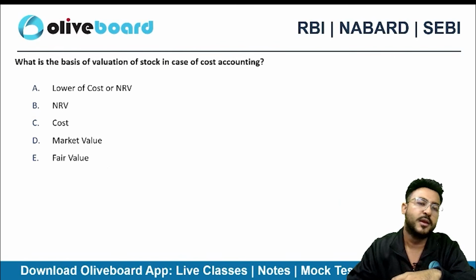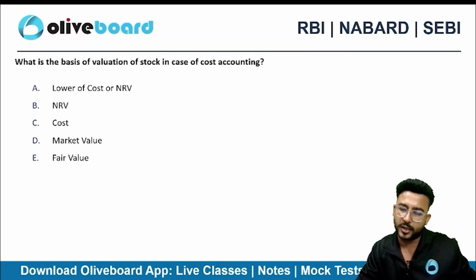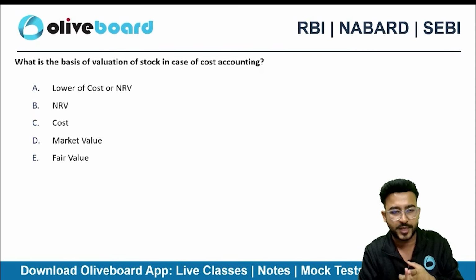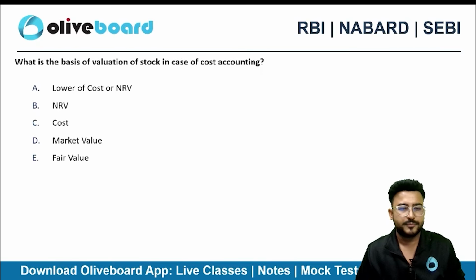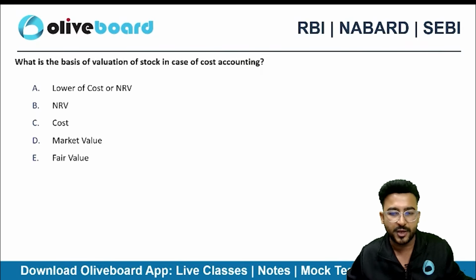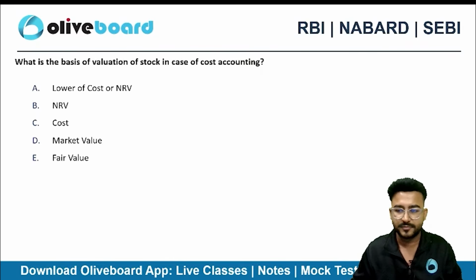Next one. What is the basis of valuation of stock in case of cost accounting? Options are in front of you. Lower of cost or NRV? NRV, cost, market value, fair value. They can give you so many other options like realizable value, net realizable value, market determined value, predetermined value. They can give you anything.